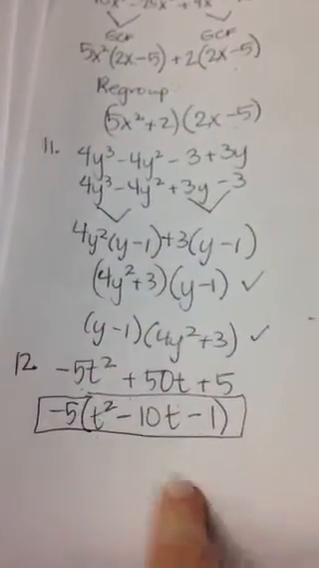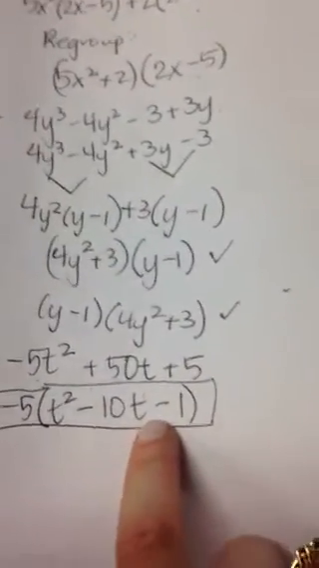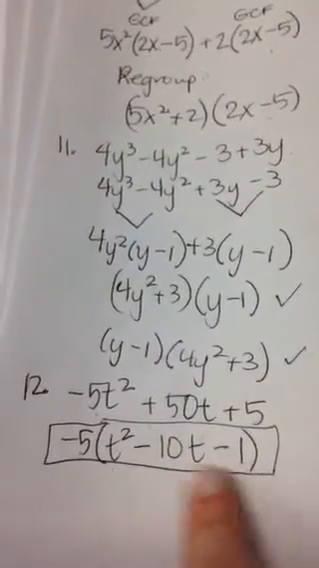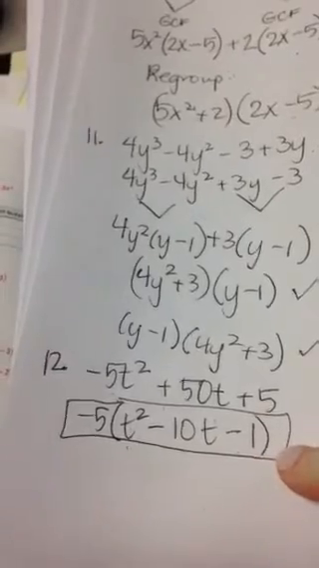Number 12. You look first of all for a GCF, which we take out, and then you start asking yourself, okay, there's a trinomial. Surely this factors into 2 binomials. It doesn't. This is as far as you can take this problem. So this is completely factored. There's nothing more you can do.